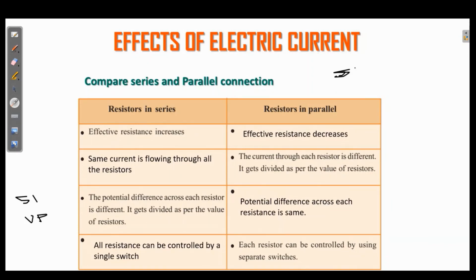Then look at another point. All resistors can be controlled by a single switch. We just saw what happened with the LED lights. We controlled all the LEDs by a single switch, right? So in series all the resistors can be controlled by a single switch, but in parallel connection each resistor can be controlled using a separate switch. So that's the end of the chapter.